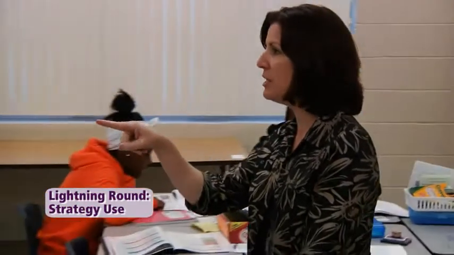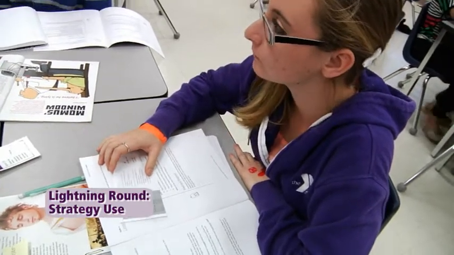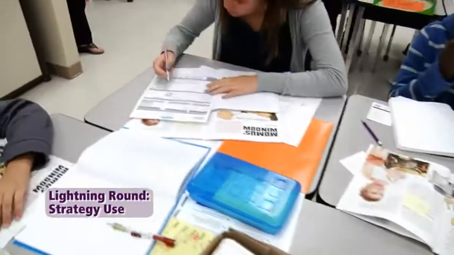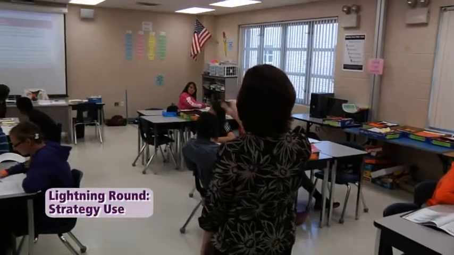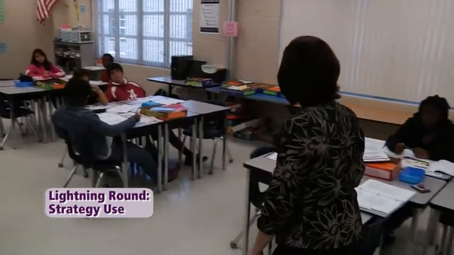Let's look at our strategy use rubric. For 80 points, did he identify the problem? Yes. Did he tell me a strategy or a couple strategies that he might have used? Yes. Did he explain how the strategy helped him understand the meaning to make sense of the sentence? Yes. Give your team a 100 under strategy use for lesson 4.